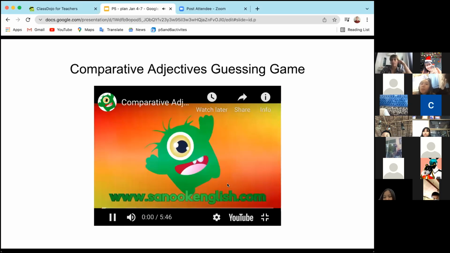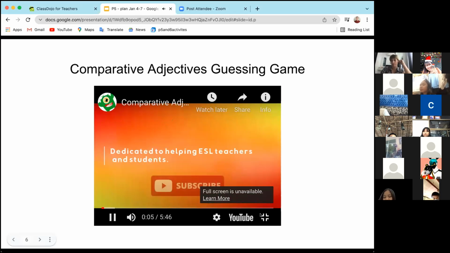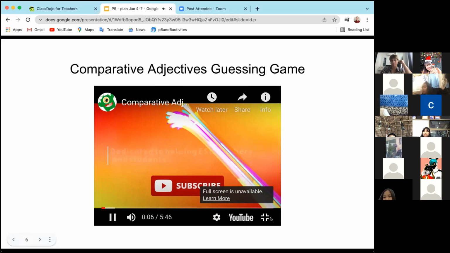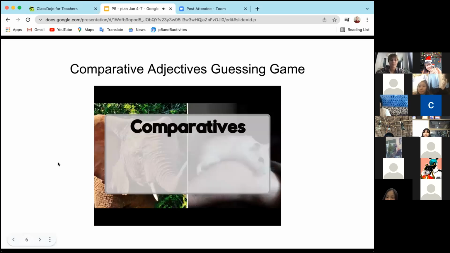I don't know why it won't make it full screen. Unavailable. Okay. I don't know why.